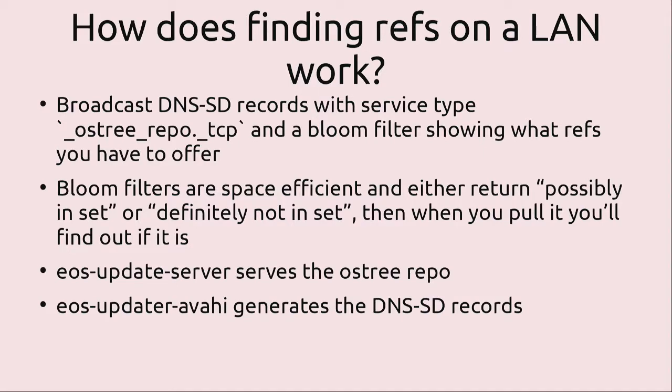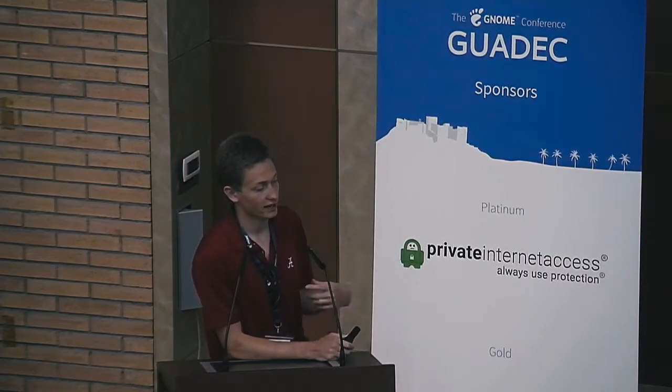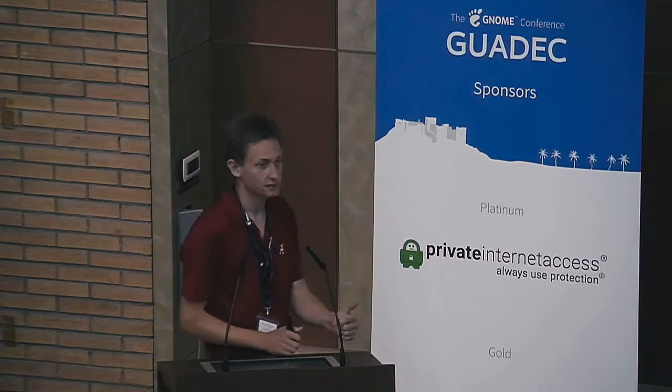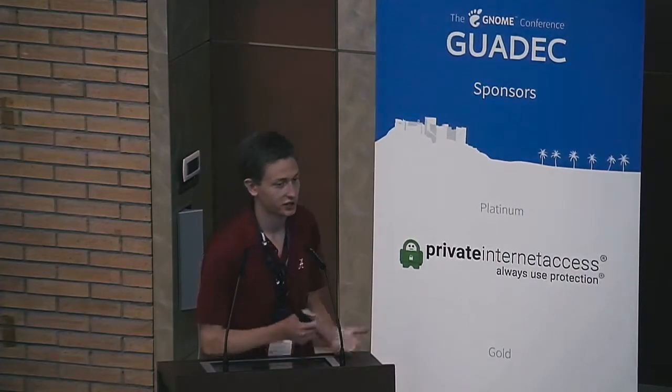And the specific way that it does that is using a bloom filter, which is kind of interesting because it is space efficient. So if you have a ton of refs that you're advertising, you don't have to list every single one. Instead, you can just put it in a filter that the client can look at and say, okay, my ref is either definitely not there or it's possibly there. So if it's possibly there, then you can pull from the peer and see if it actually is.